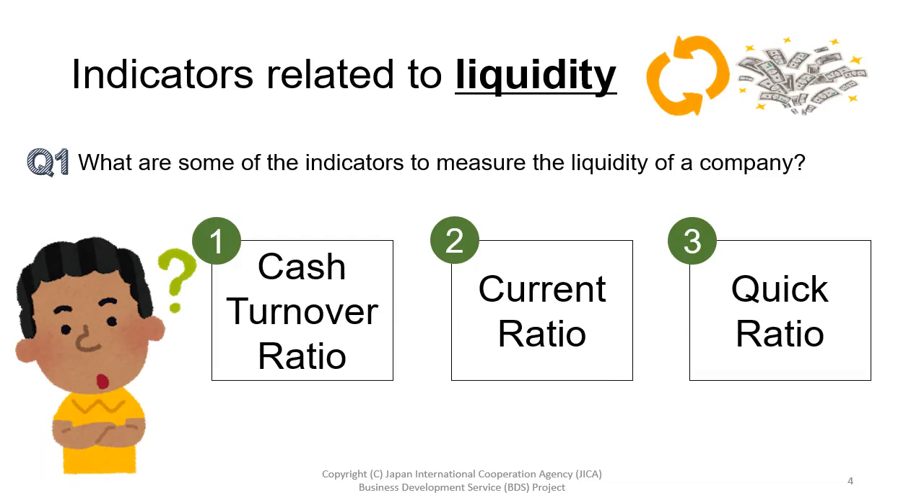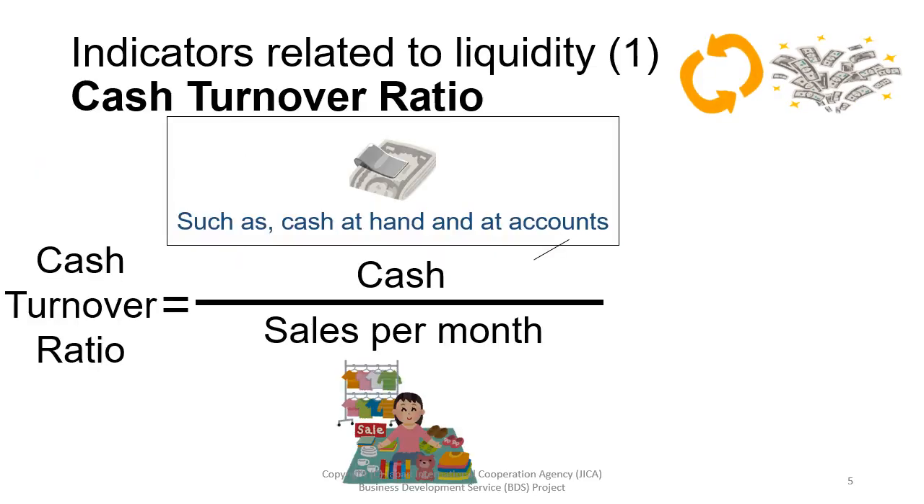What are some of the indicators to measure the liquidity of an MSME? Let's look at three ways to measure liquidity: cash turnover ratio, current ratio, and quick ratio. How do we calculate cash turnover ratio? Remember income statement and balance sheet? We need to use the numbers from there. Simply divide cash in the balance sheet with monthly sales from income statement.